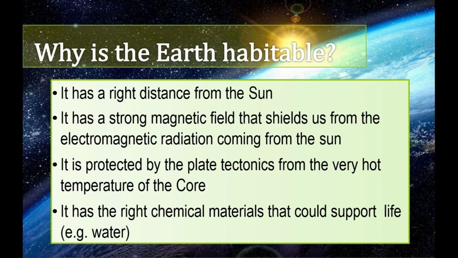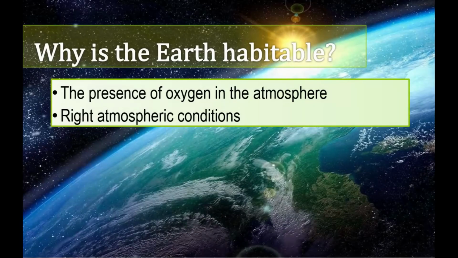It has a strong magnetic field that shields us from the electromagnetic radiation coming from the Sun. It is protected by the plate tectonics from the very hot temperature of our core. It has the right chemical materials that support life. An example is water. There is water, there is life. The presence of oxygen in the atmosphere is another characteristic of our Earth. And it has the right atmospheric condition.